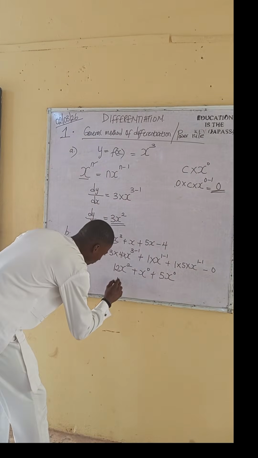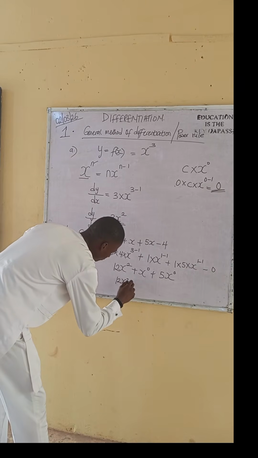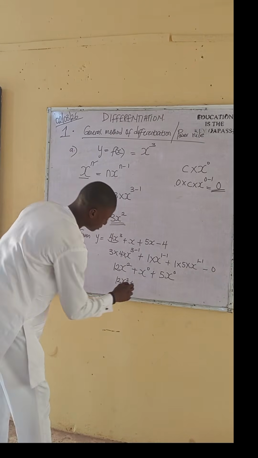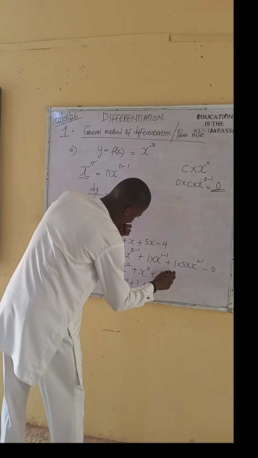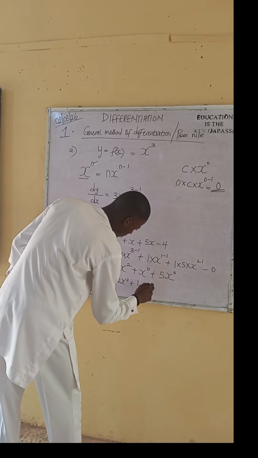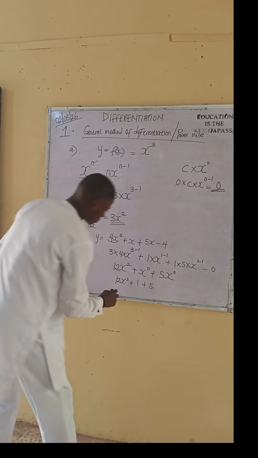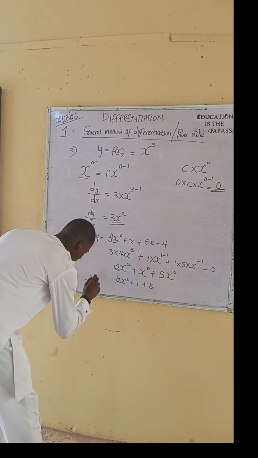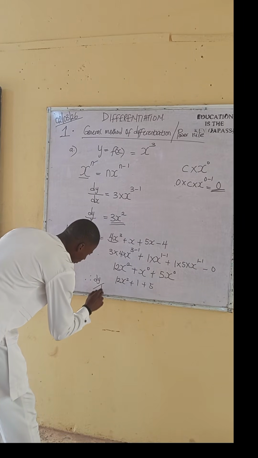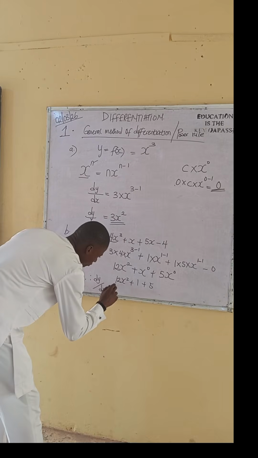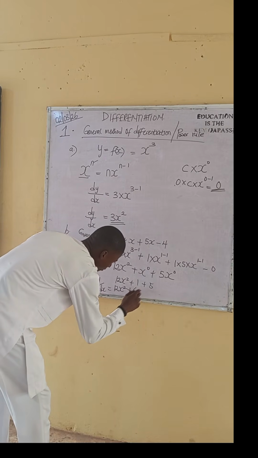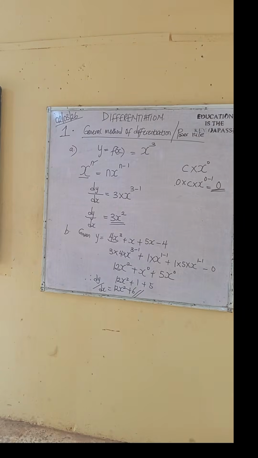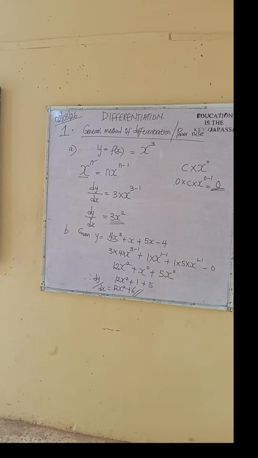So now this will give you what? 12x squared, plus x raised to the power 0 is 1, so this is 1, plus 5 times x raised to the power 0, which is 1 times 5, will give you 5. So therefore, dy over dx is equal to 12x squared plus 1 plus 5, which is 6.